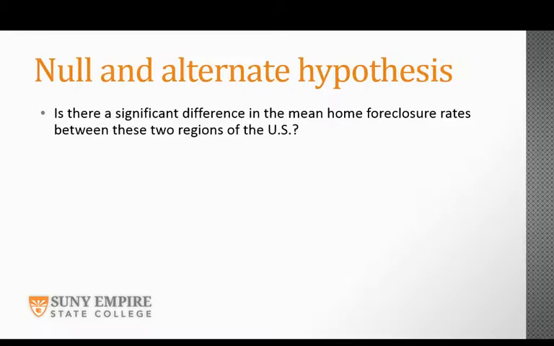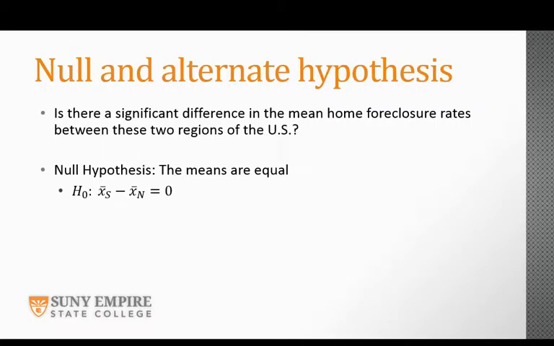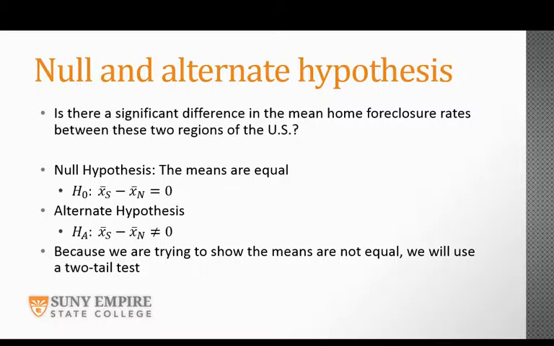What we want to disprove is that the average foreclosure rate for the two regions are the same. Therefore, our null hypothesis, what we hope to have sufficient evidence to reject, is that X bar sub S minus X bar sub N is 0. The alternative hypothesis would be that the difference is not 0. Because we seek to prove the two means different, we do not care which is larger. Therefore, we will need to use the two-tail percentages when we find the p-values for the t-score we calculate.